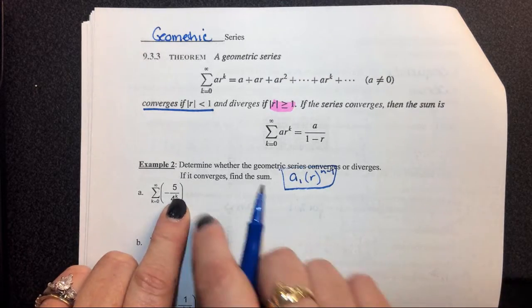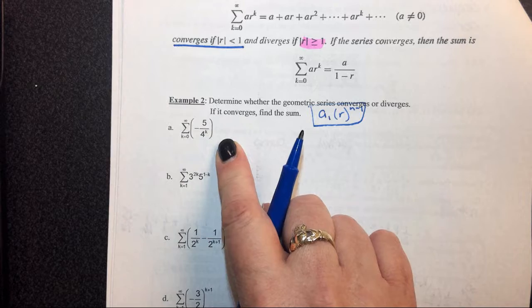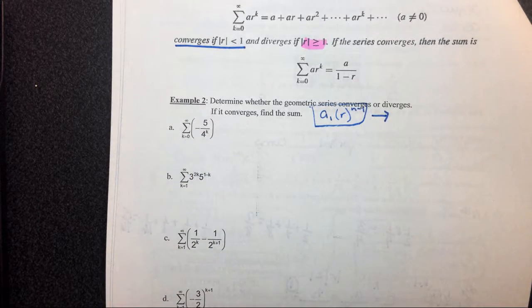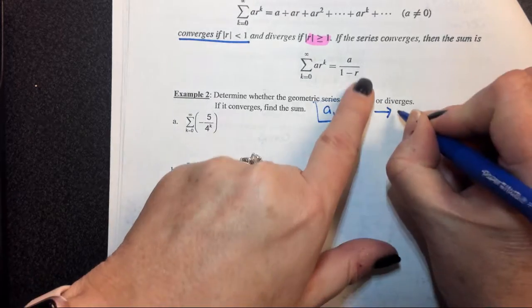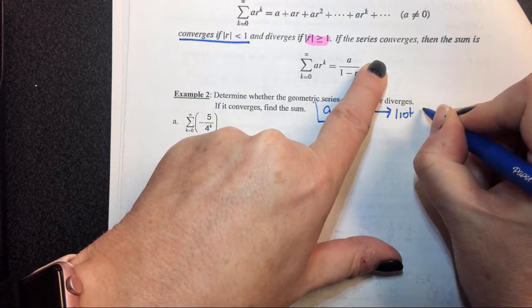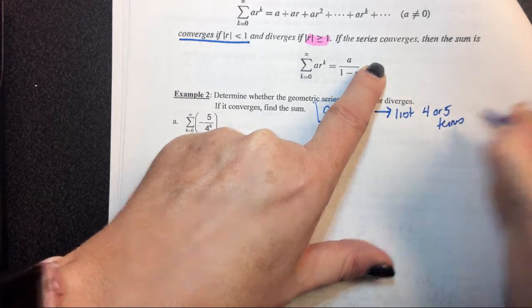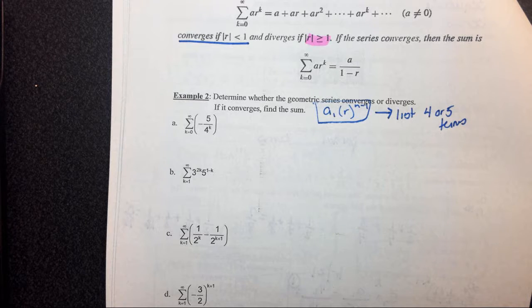So for example, let's take a look at this geometric series and decide whether it converges or diverges. Suppose that you're struggling to figure out how to rewrite it as a sub 1 times r to the n minus 1. You can always list about 4 or 5 terms to see what that common ratio is going to be. If you're not quite sure what the a sub 1 times r to the n minus 1 formula looks like, you can always write out the first 4 or 5 terms.